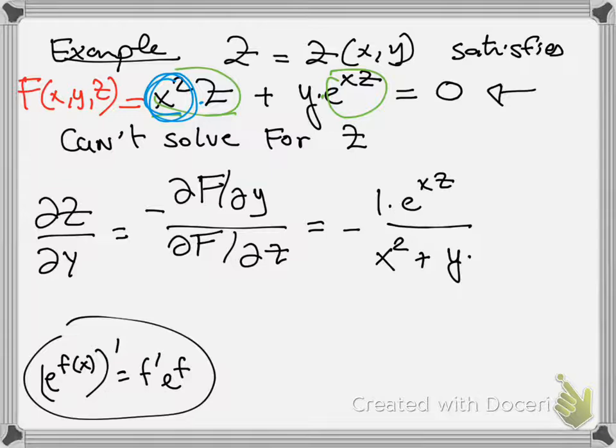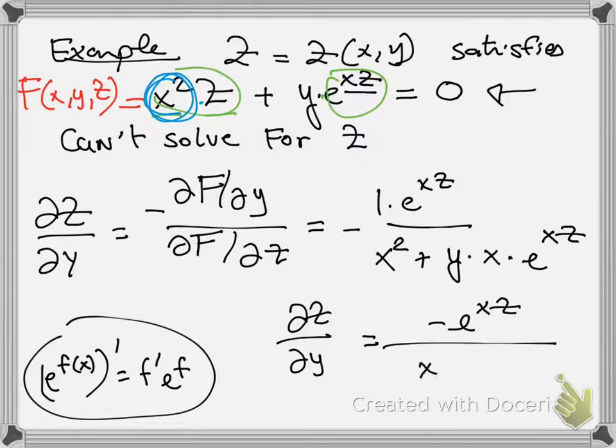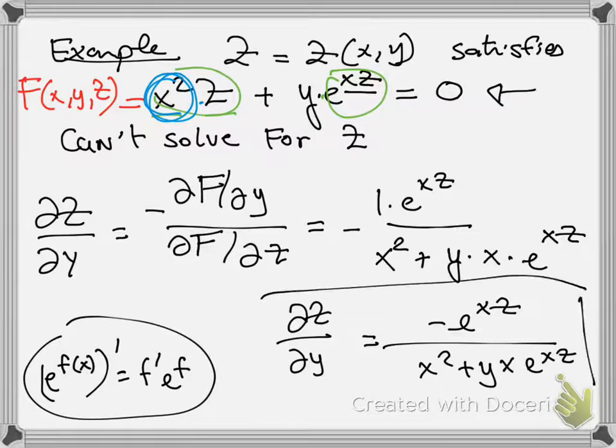So e to the xz, x is a constant. You can just think of x as a constant. So the derivative with respect to z of this function, x being a constant, would be x times e to the same function, so e to the xz. Okay, so then partial z, partial y is actually minus e to the xz over x squared plus y x e to the xz. Okay, so that's the final answer.